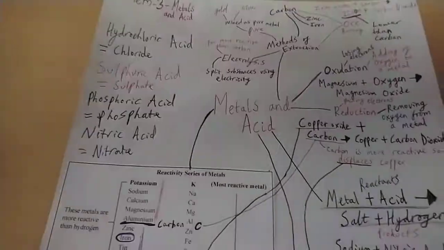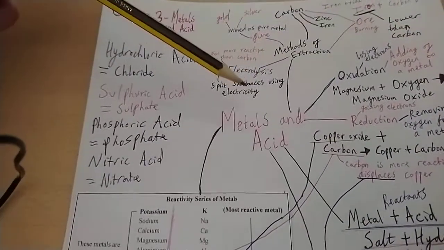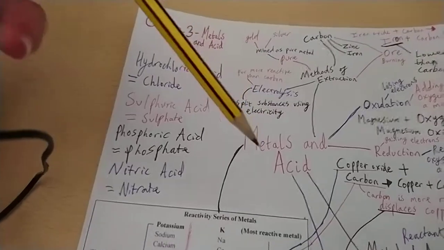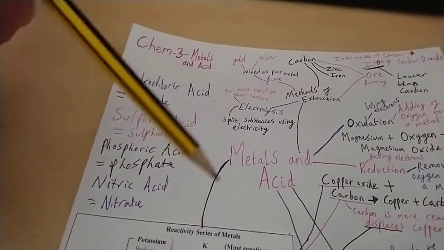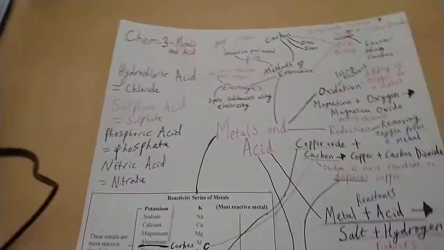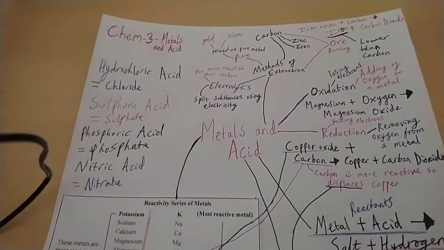Hello, now we are moving on to AQA GCSE Chemistry 3, Metals and Acid. Ooh, acid. Anyway, let's get this started.